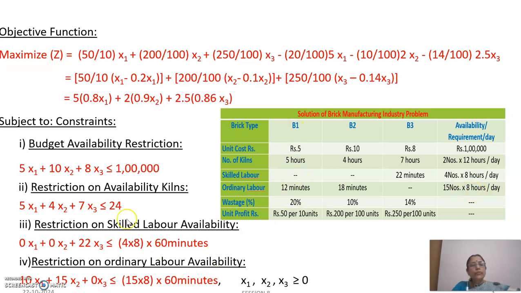So these are the 4 constraints for our problem, and we have incorporated the actual profit by subtracting the wastage of the components that are being produced. So finally x1, x2, x3 are greater than or equal to 0. Thank you students. Hope you are understanding this example.